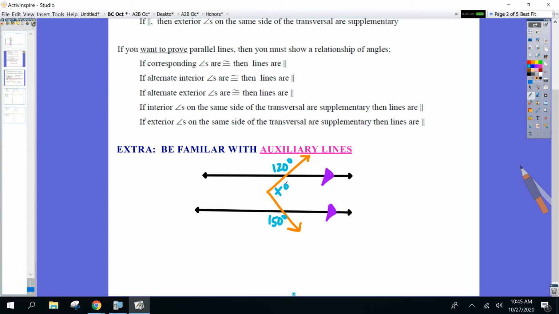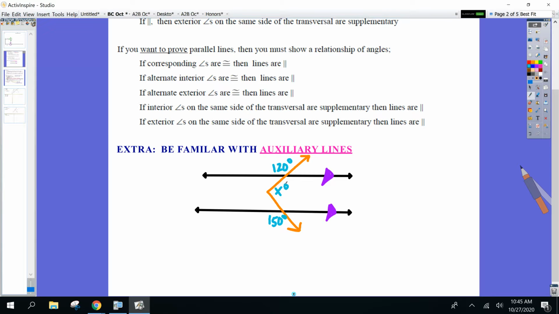Right now, you can't do anything. Maybe you could fill in some supplementary or maybe some vertical angles. You could fill those degrees in. 150, 150, 30 next to it because they're linear pairs. But nobody's getting to X right now. Nobody is getting to X.